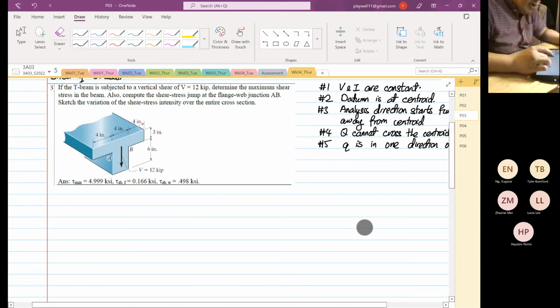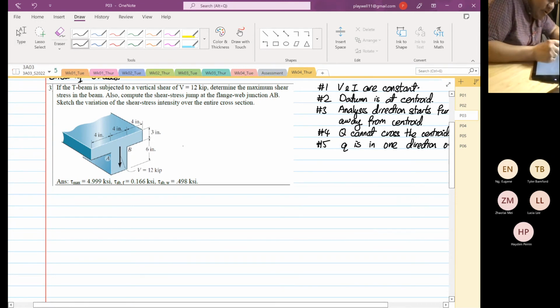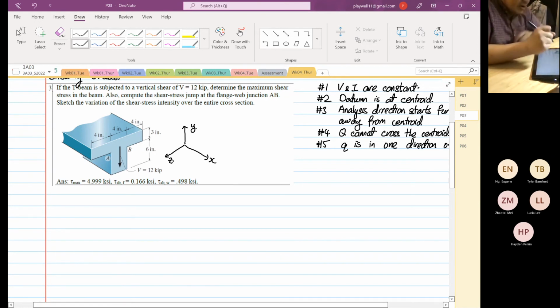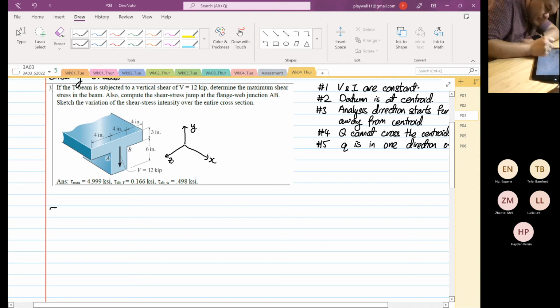So we are asked to determine the maximum shearing stress. For a problem like this, again, we draw our transformation. This will be your X. This will be your Y. And then we have our Z. So we know that we have Vy. We only have V. So the shear stress is equal to Vy over Izz, Qz divided by t.